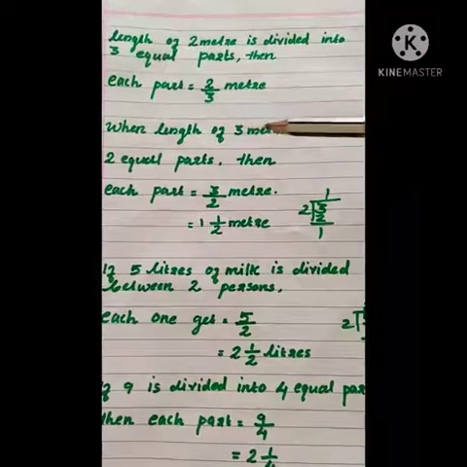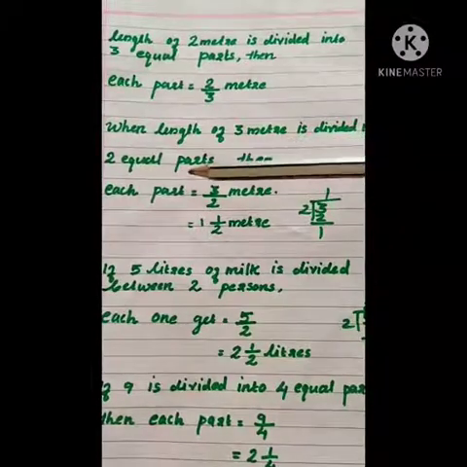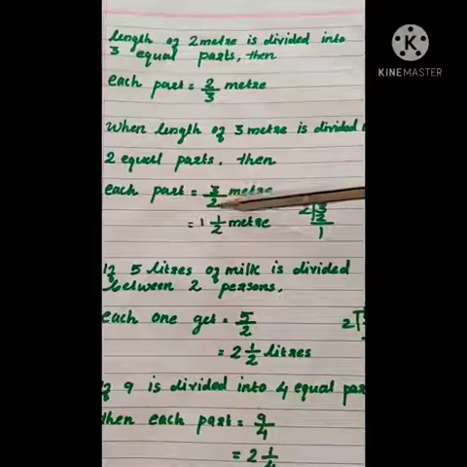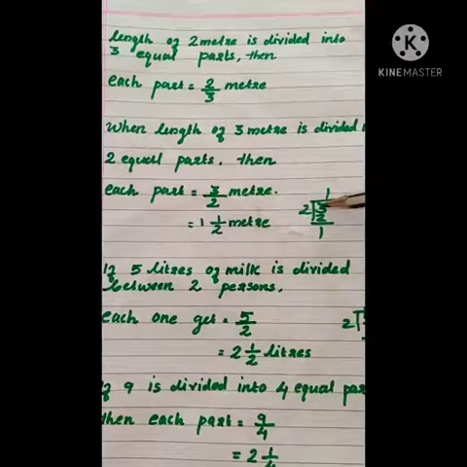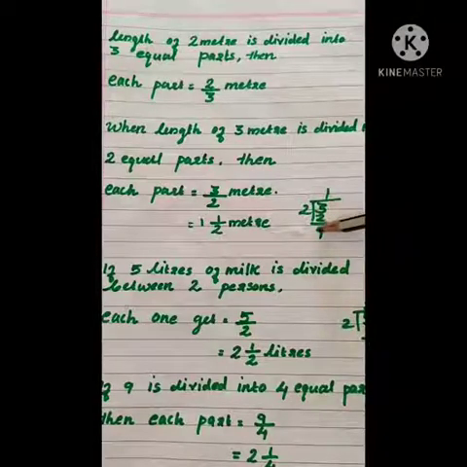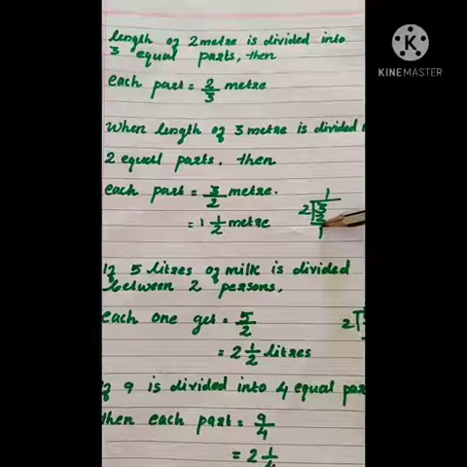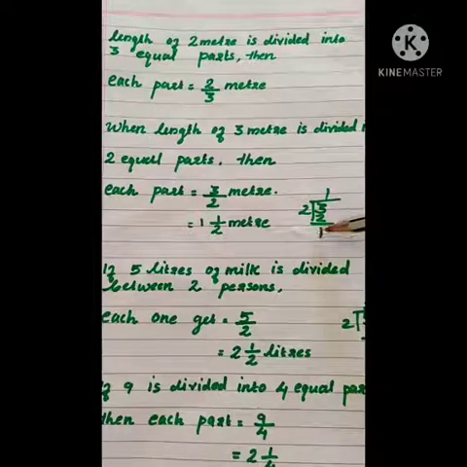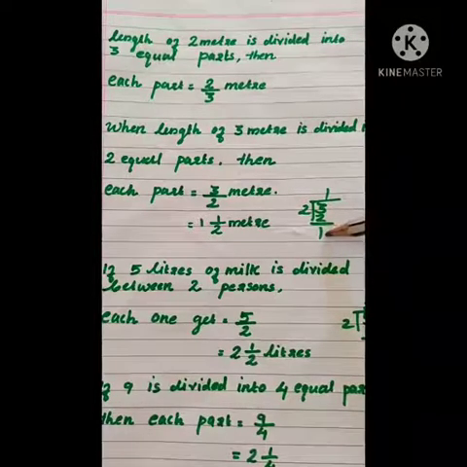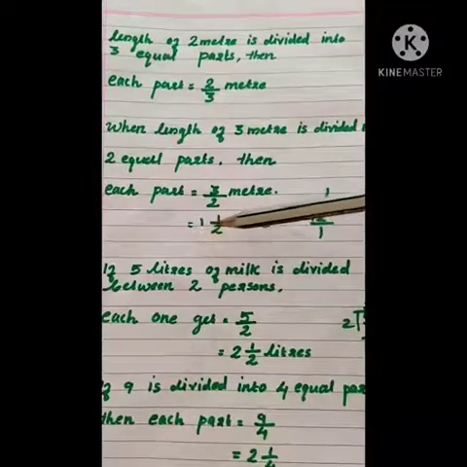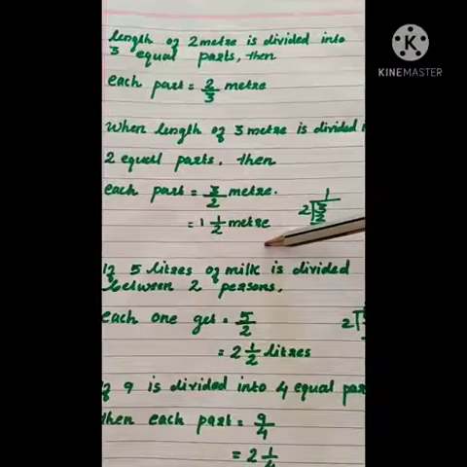Suppose the length of 3 meters is divided into 2 equal parts. Then each part will be 3 by 2 meters. By dividing 3 by 2, we get 1 as quotient and 1 as remainder. The remainder 1 is again divided into 2 equal parts, then each part will be 1 by 2 meter. So, the length of each part will be 1 and 1 by 2 meters.